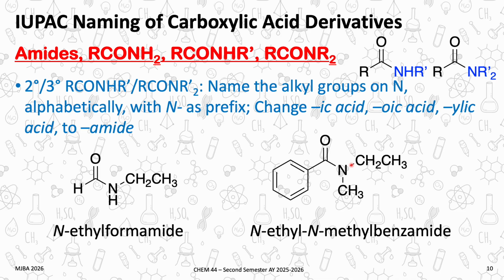So ethyl will be named first before methyl. And to indicate that these are both on the nitrogen, that's N-ethyl, N-methyl, and then the carboxylic acid is benzoic acid. Drop the oic acid, add amide, so it becomes benzamide. So N-ethyl, N-methyl benzamide.